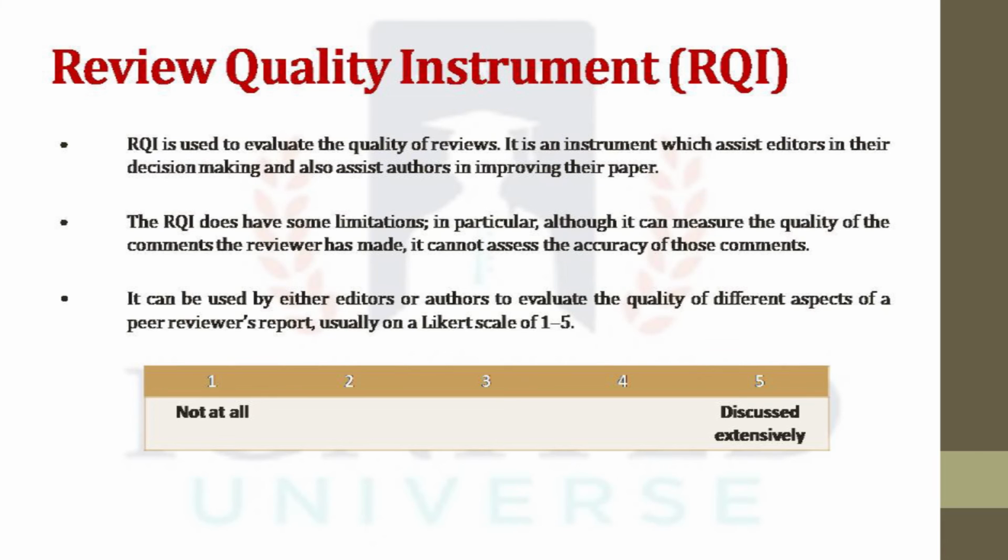Then RQI does have some limitations. In particular, although it can measure the quality of comments the reviewer has made, it cannot assess the accuracy of those comments. Then it can be used definitely by either editors or authors to evaluate the quality of different aspects of a peer reviewer's report, usually on a Likert scale of 1 to 5. So 1 indicates not at all and 5 indicates discussed extensively. So these are some questions that are related to RQI.